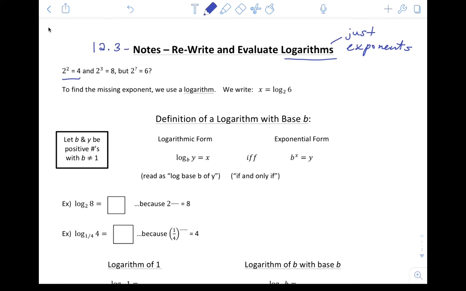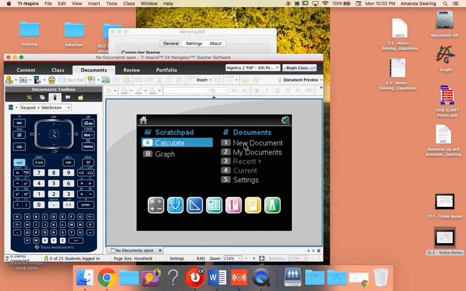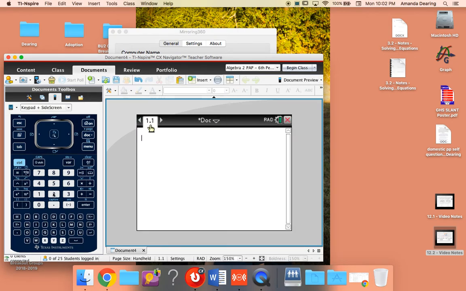Nobody has a problem with 2 to the second being 4 or 2 to the third being 8. But what if I asked you what the exponent had to be in order to give you 6? Most people would think, well, 4 and 8, halfway between them would be the 6. So halfway between 2 and 3 would be 2.5. But as you can see here, 2 to the 2.5 power is not straight up 6.